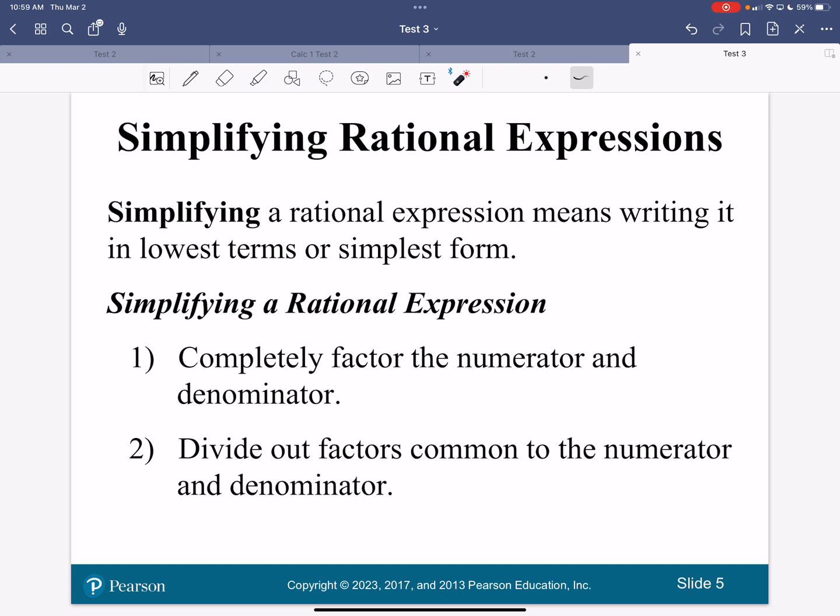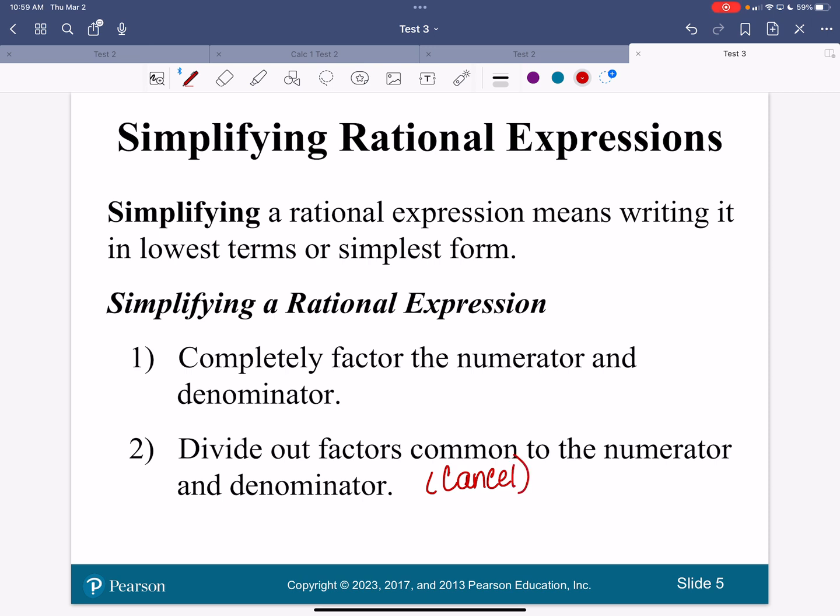So the first thing that we do is we completely factor the numerator and denominator. So this is why factoring is so important, because everything that we do for the next week and a half, actually even the week after spring break, your first step is going to be factor. Okay, you're going to factor, factor, factor, factor. So when you look at a problem, the first thing you're going to do is factor. Then you're going to divide out factors common to the numerator and denominator. Sometimes you might hear that called canceling.